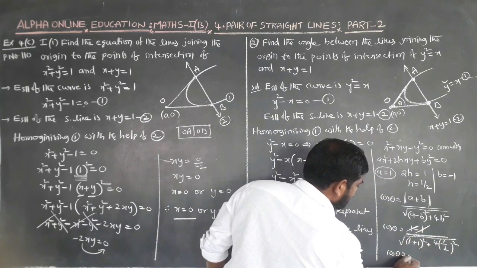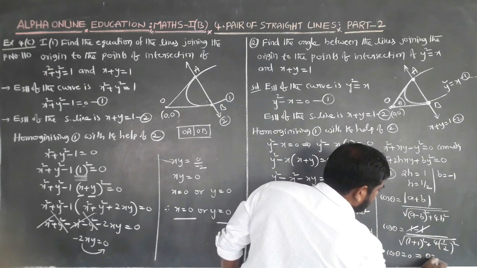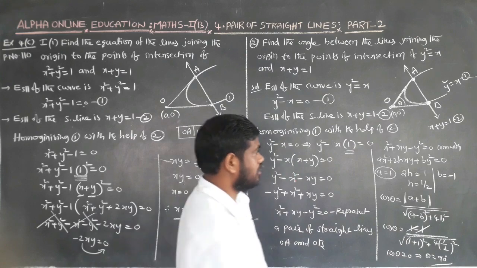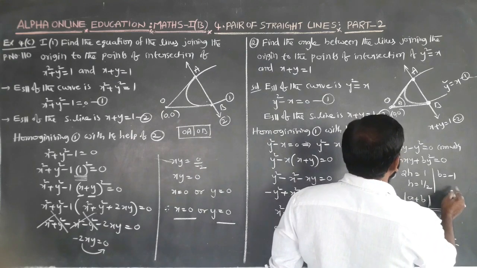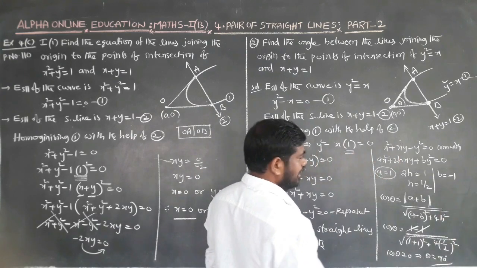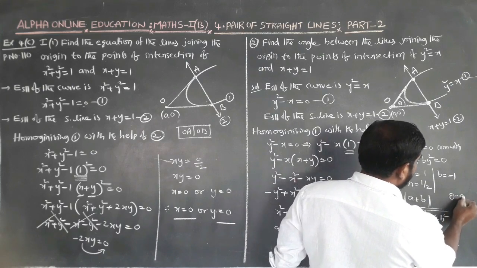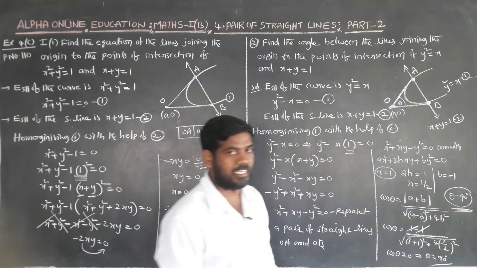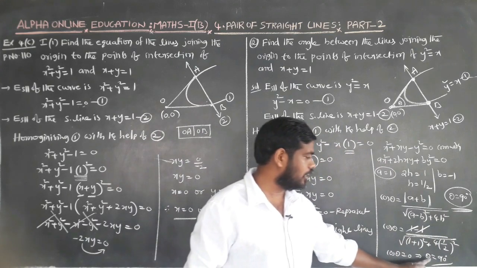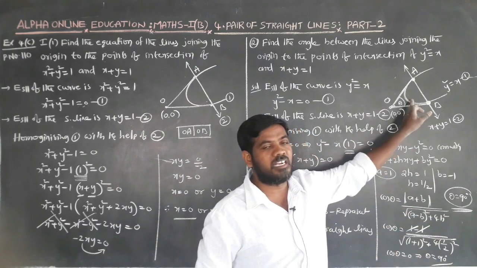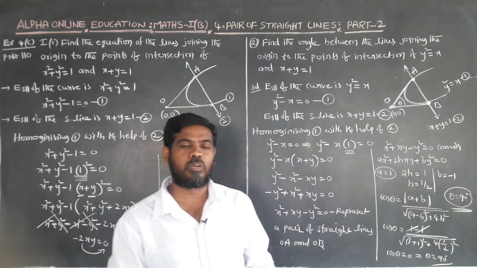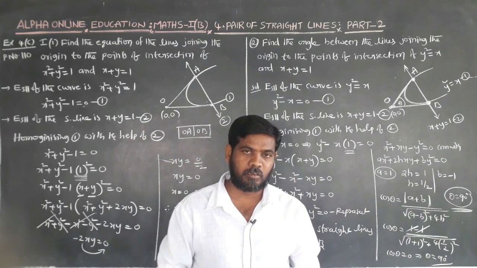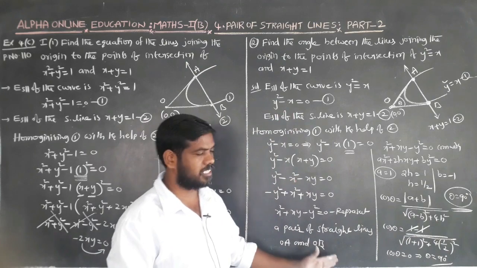Cos theta is equal to 0 means theta is equal to 90 degrees. The angle between the two lines is 90 degrees. Here the two lines are mutually perpendicular. OA is perpendicular to OB. This is the process.